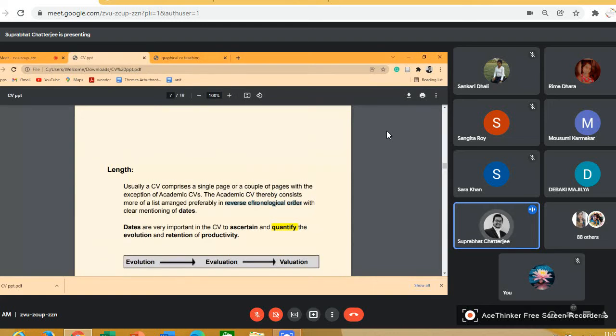But what is very important is this particular term, dates. সময়ে কখন কোনটা করেছো, এই সময়টা খুব গুরুত্বপূর্ণ। The dates are very important in the CV. Why? So I write three nodal words for it. The purpose is to ascertain something. What will the dates ascertain? Number one, they will ascertain and quantify the evolution and retention of productivity.